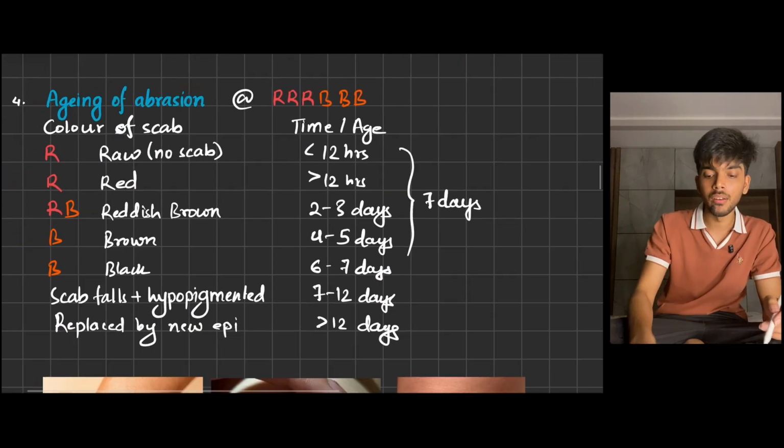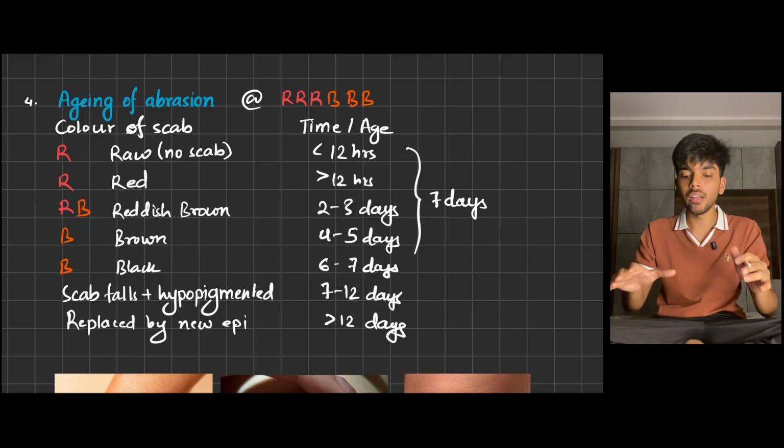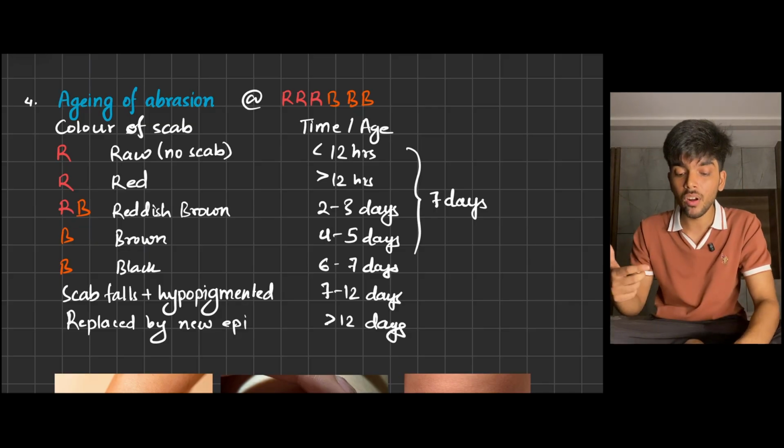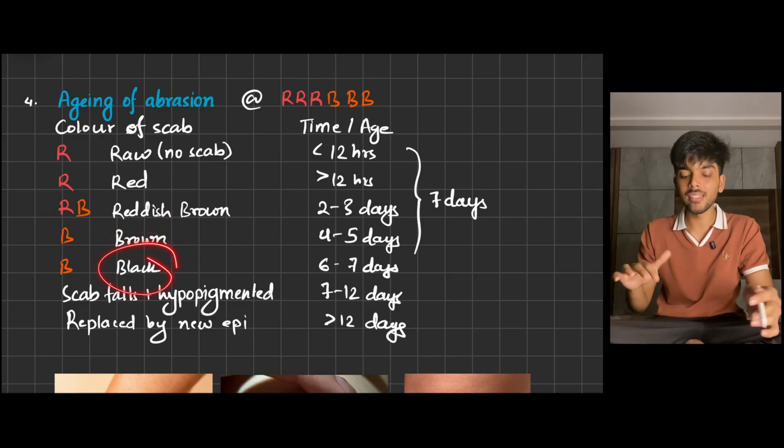Aging of abrasion. The age of abrasion is determined by the color of the scab. If there is no scab and it is raw, it's less than 12 hours. If it is red, it's more than 12 hours. If it is reddish brown, it is 2 to 3 days. If it is brown, it's 4 to 5 days. If it is black, it is 6 to 7 days.